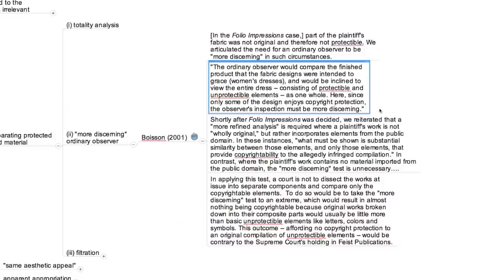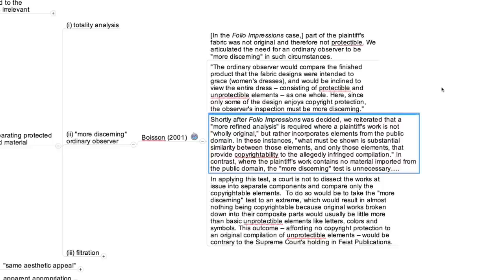Shortly after Folio Impressions was decided, we reiterated that a, quote, "more refined analysis," close quote, is required where a plaintiff's work is not wholly original, but rather incorporates elements from the public domain. In these instances, quote, "what must be shown is substantial similarity between those elements and only those elements that provide copyrightability to the allegedly infringed compilation." In contrast, where the plaintiff's work contains no material imported from the public domain, the more discerning test is unnecessary.